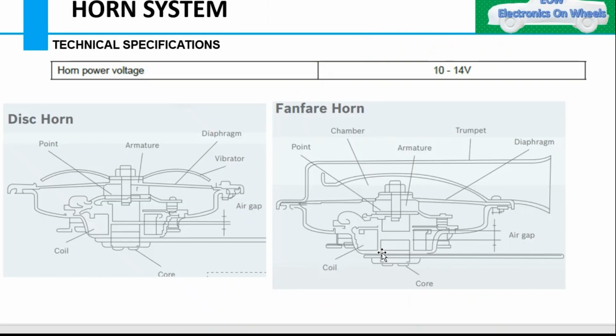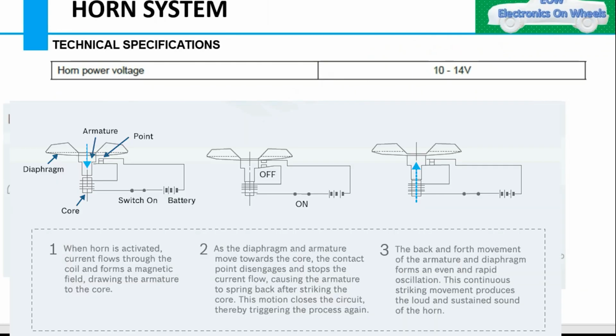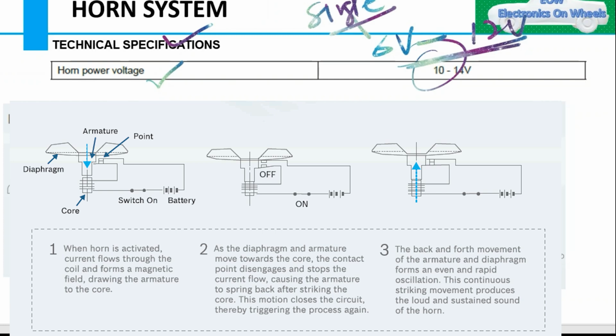Let's move to the second, that is the technical specification. If I talk about the horn power voltage, it varies from 10 to 14 volt, but it depends on the system. It can vary from 6 volt to 12 volt as well. Sometimes some vehicles use a single horn, and then only 6 volt is sufficient. If you are using two horns, like low horns and high horns, then you need the 12 volt. So there are two types of horn: the disc horn and the fanfare horn.